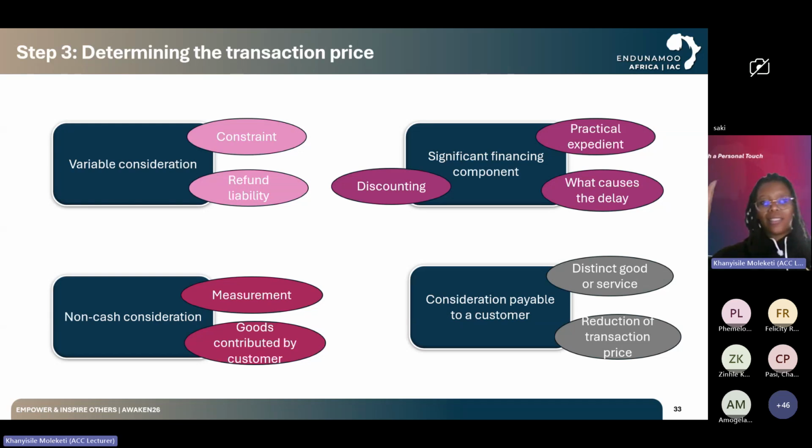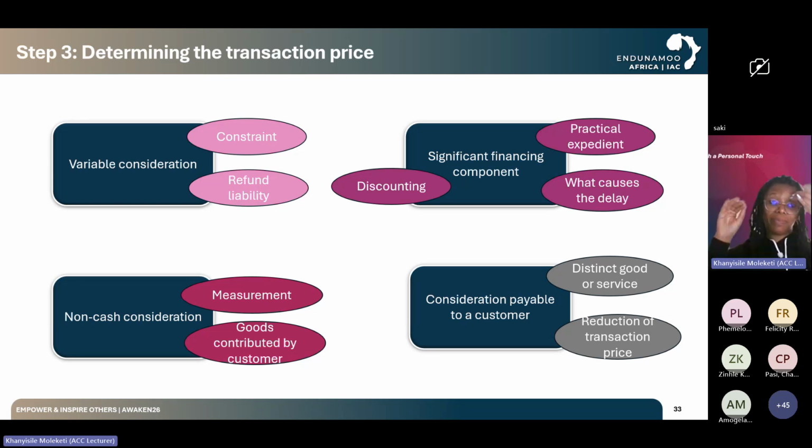Is there a difference between payment and delivery of goods and services? So is a practical expedient applicable? What is the reason for the difference? Am I receiving payment on something other than cash? Measured fair value. Am I paying something to a customer? Why am I paying it? Am I receiving goods or services in exchange, in return? If so, treat that separately. If not, reduce my transaction price. Okay?